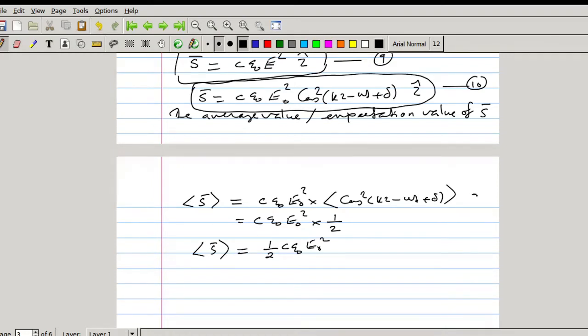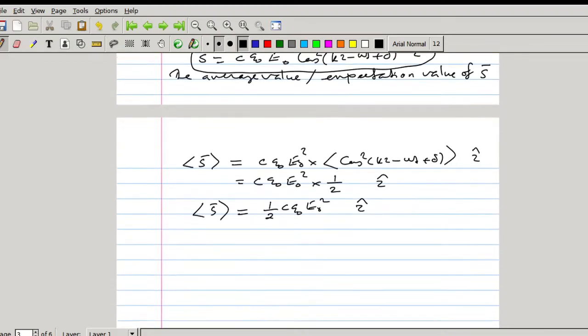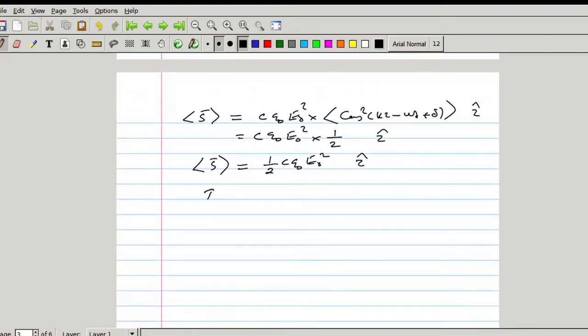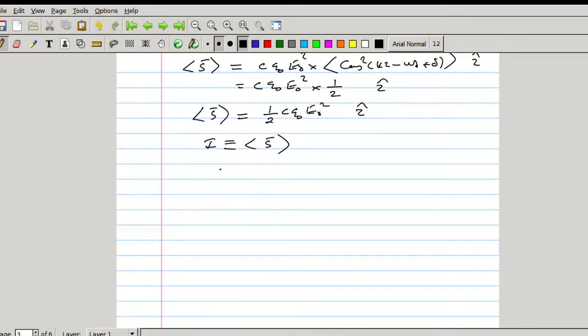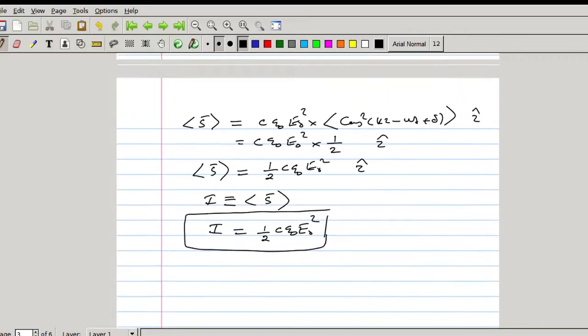Here the unit vector is Z cap, so its direction is along the Z direction. Its magnitude represents the intensity. I is the same as the average value of S, the expectation value of S. So the intensity of the wave is half C epsilon 0 E0 square. This is the expression for the intensity of an electromagnetic wave.